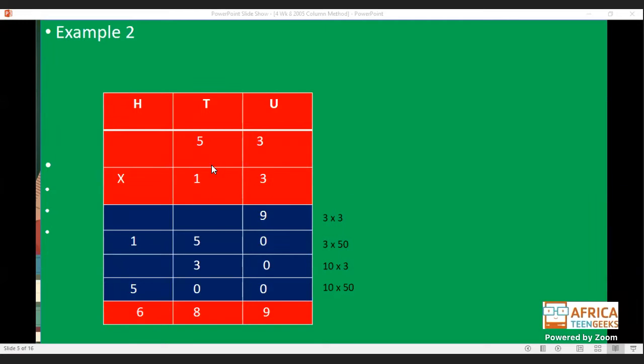Then we move on. Now we have to multiply by 10. So we say 10 times 3. So 10 times 3 gives us 30. This is the 30 here. And then we say 10 times 50. So we say 1 times 5, it gives us 5, and then we add the 2 zeros, and then we get 500. And then thereafter, we can add 9 plus 0 plus 0 plus 0, it's 9. 5 plus 3 plus 0, it's 8. And then 1 plus nothing plus 5 gives us 6. So our answer is 689.